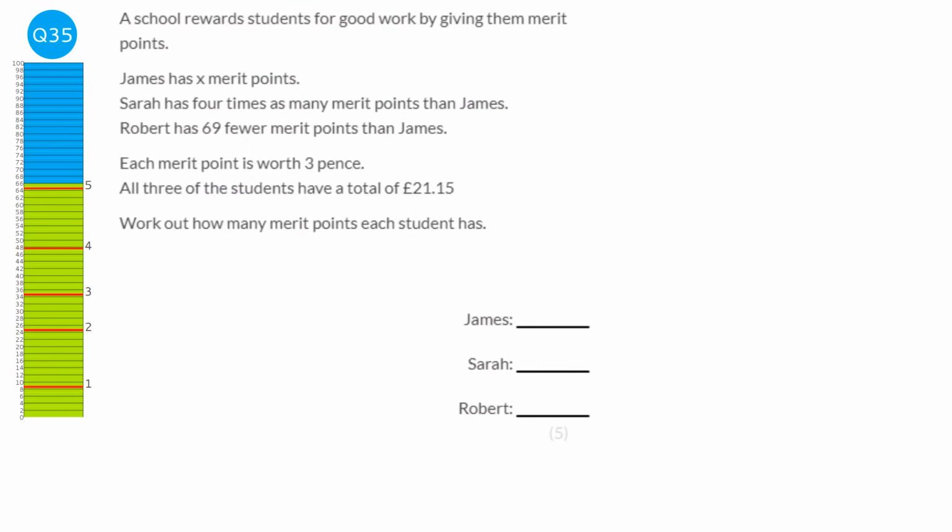There's a lot going on with this question, so I'm going to start off by having a look at the total amount of money. I'm going to do this in pence, so 2115 pence. And if each merit point is worth 3 pence, then we can work out the amount of merit points by doing 2,115 divided by 3. So that gives us 705. So there's 705 merit points.